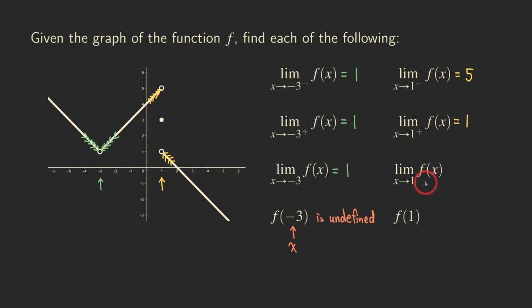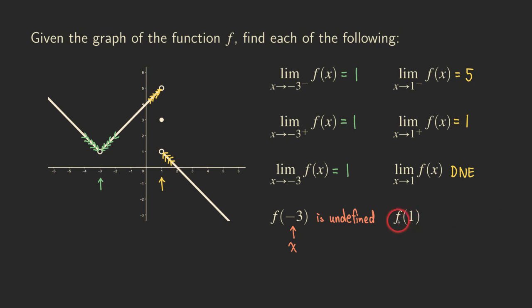And then now, what about the two-sided limit when x is approaching 1? Because the two one-sided limits are not equal to each other, okay? Because that's 5, that's 1, so they're not equal, then this limit does not exist. So the DNE stands for does not exist, so we will just write down the result here.